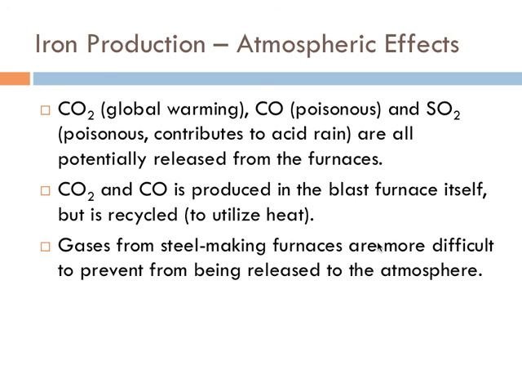Looking specifically at iron production, remember that we're going to produce CO2, carbon monoxide, and sulfur dioxide. CO2 is a global warming compound, carbon monoxide is poisonous, and the sulfur dioxide is poisonous, and it also contributes to the acid rain. Those are all potentially released from the furnaces. CO2 and carbon monoxide is produced in the blast furnace itself. We do recycle this to use some of the heat, so that helps with the negative side effects. And then the gases from steelmaking furnaces are more difficult to prevent from being released to the atmosphere just because of the nature of the equipment.